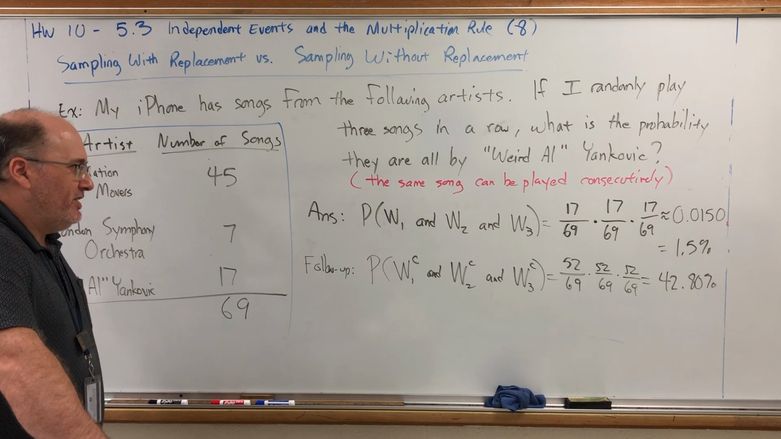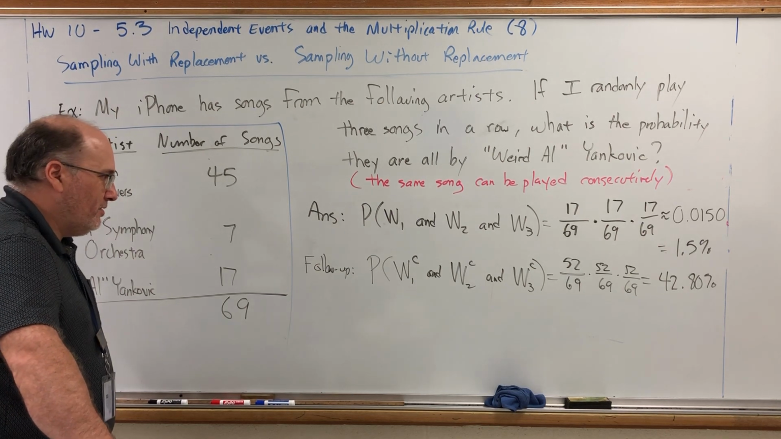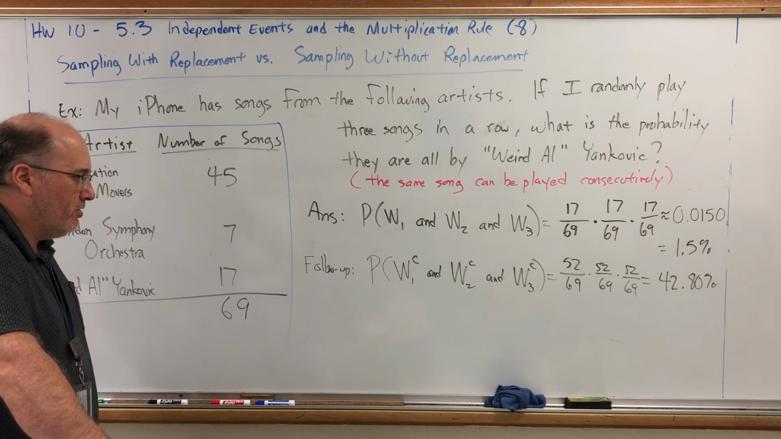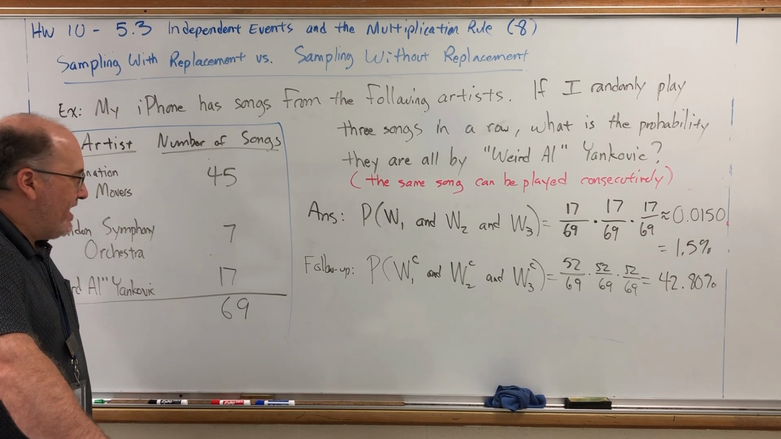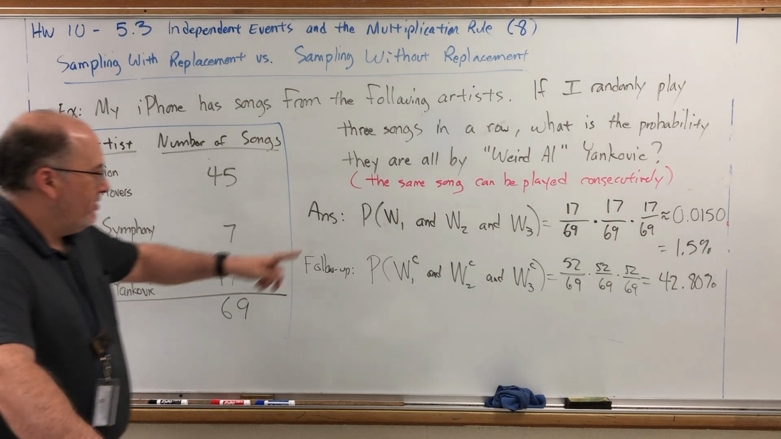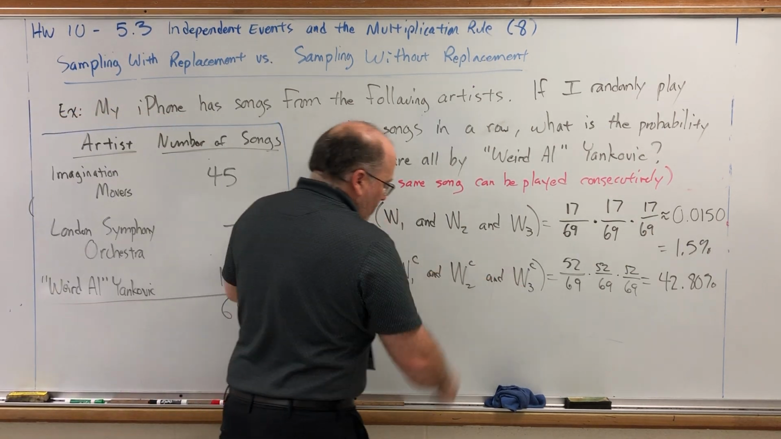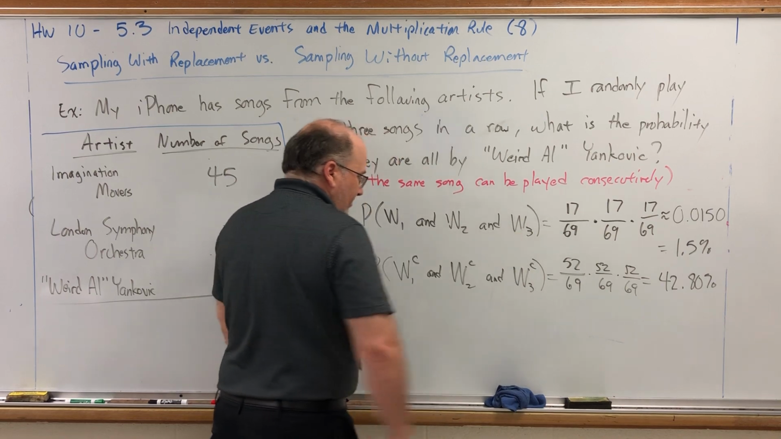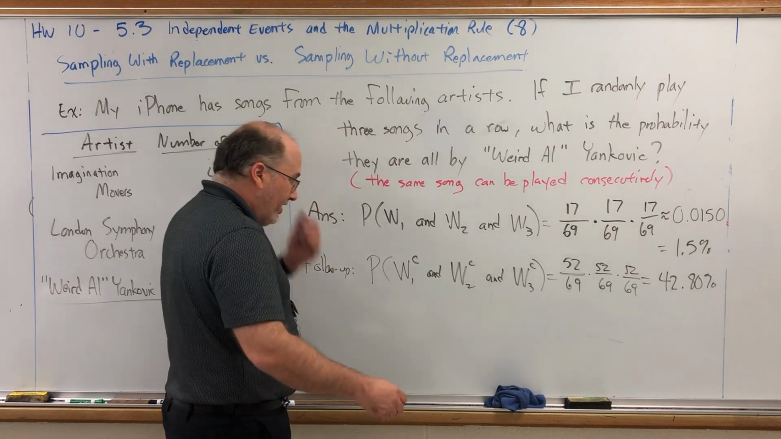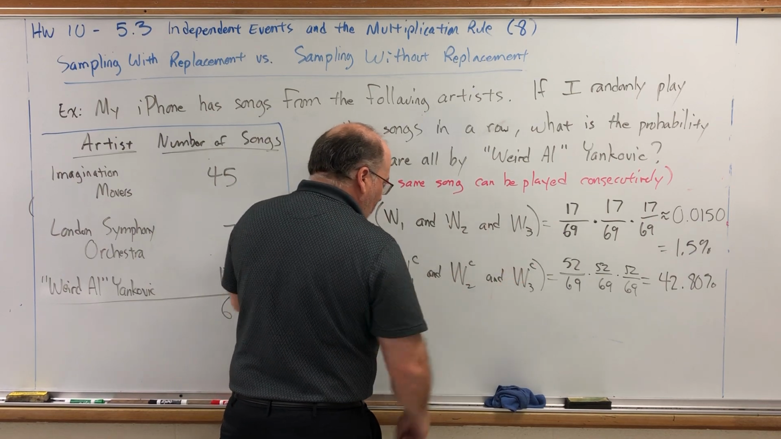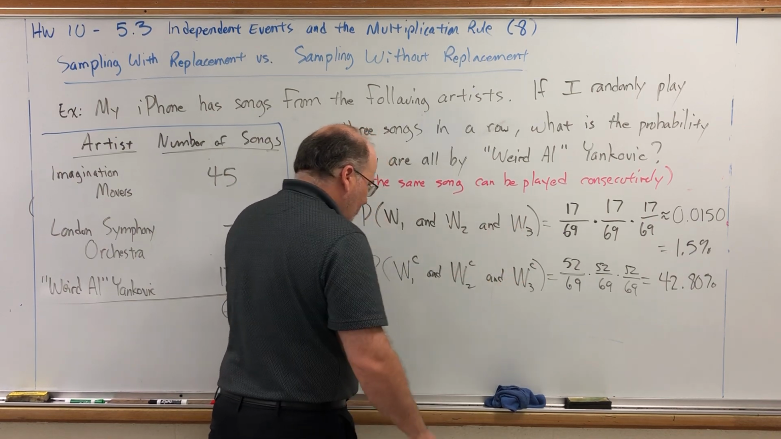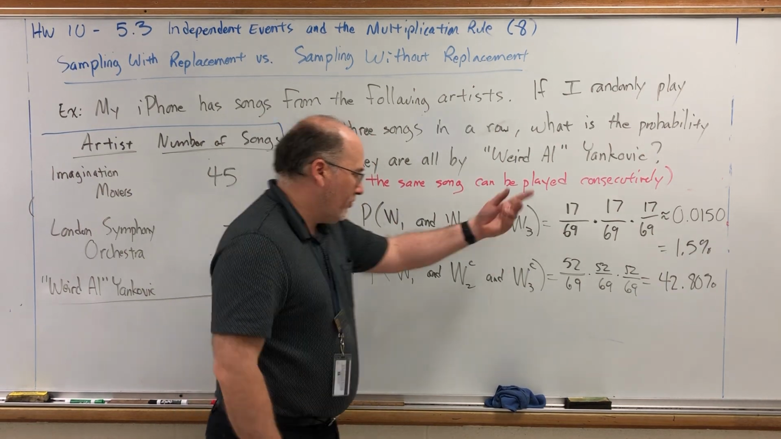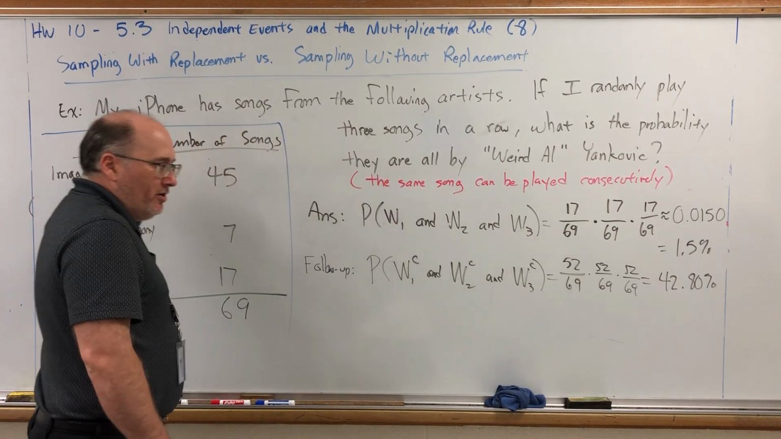Well, what's the probability at least one of them would be a Weird Al song? How could that happen? It could be yes, no, no, no, yes, no, no, no, yes. That's if I get one song. If I got two, it could be yes, yes, no, no, yes, no, yes, yes. That's getting two songs. And of course, if I get all three, it's that one. That seems kind of complicated.